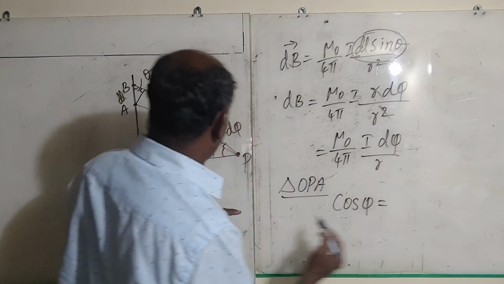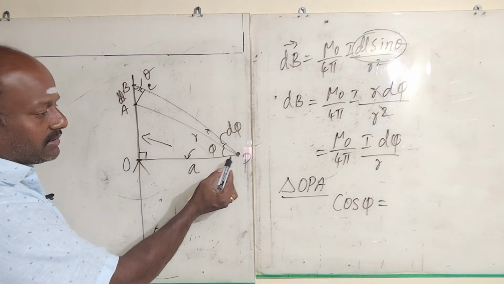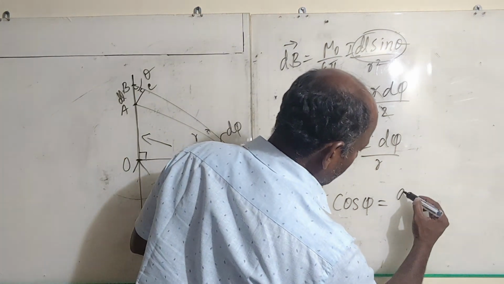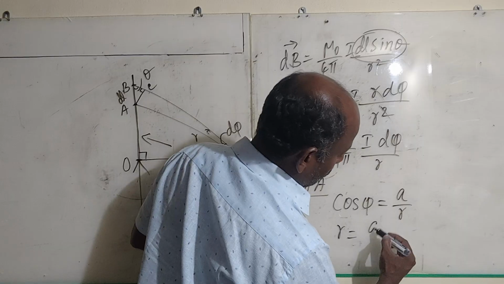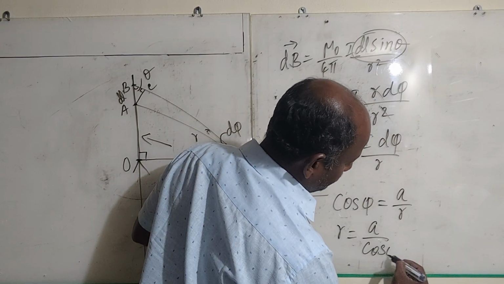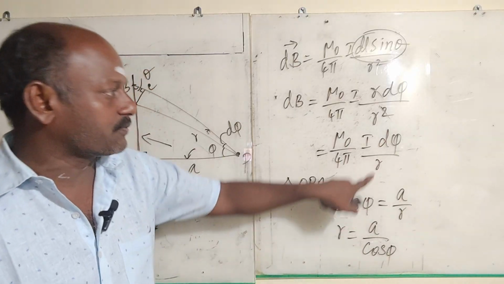Cos phi will be equal to adjacent side divided by hypotenuse. That means cos phi will be equal to A divided by R, or R will be equal to A divided by cos phi. Now I am going to substitute the value R equals A divided by cos phi in this formula.